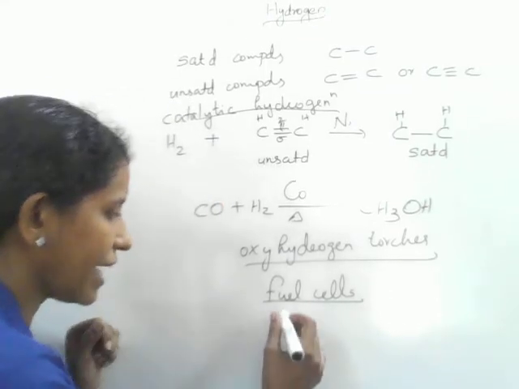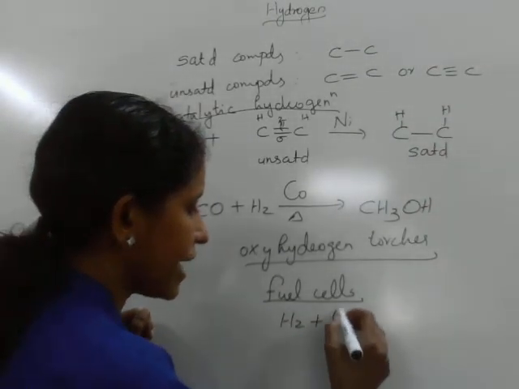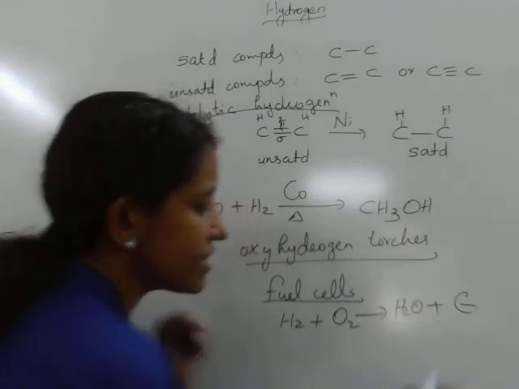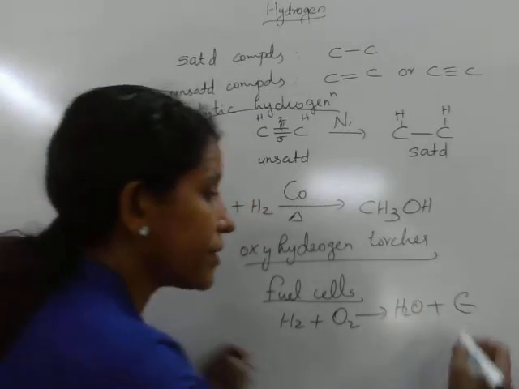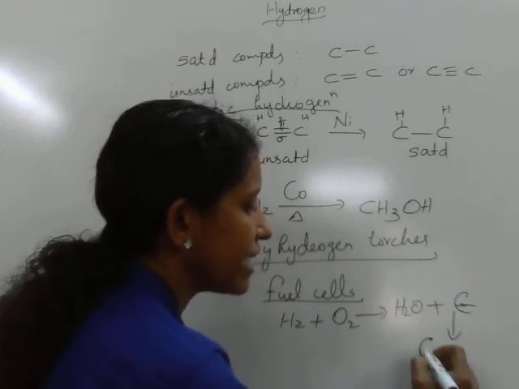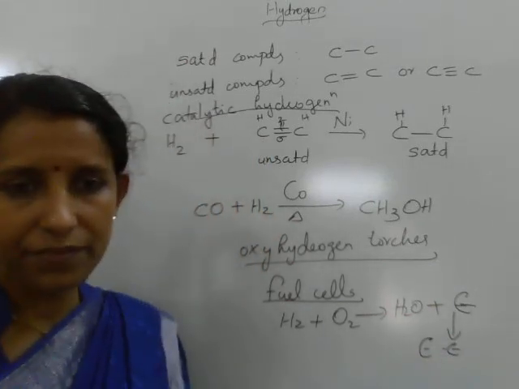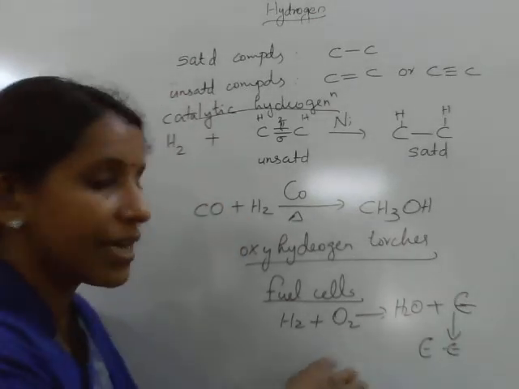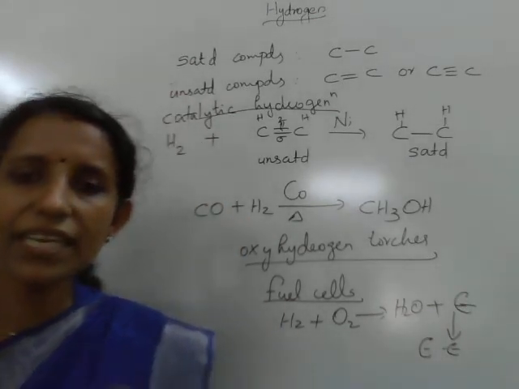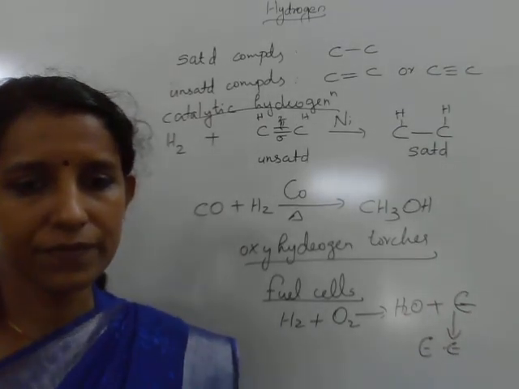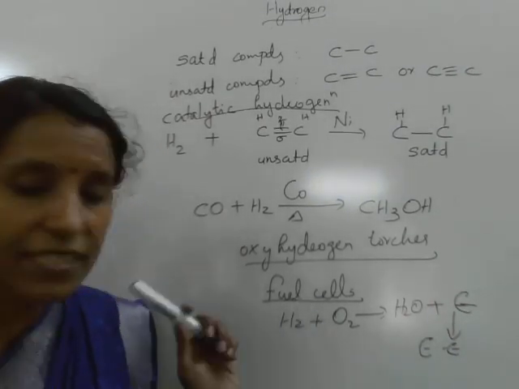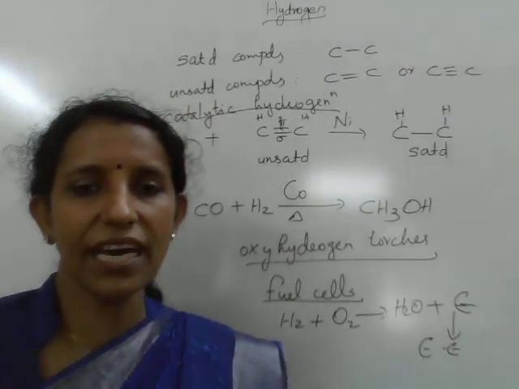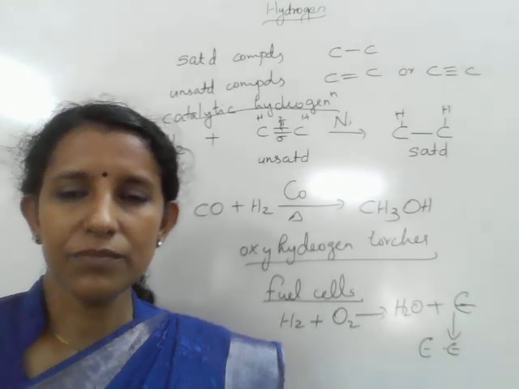That is the combustion of dihydrogen, that means the reaction of dihydrogen with oxygen to produce H2O and energy. This energy of combustion can be directly converted to electrical energy, because the only byproduct formed here is water. This is a cleaner fuel. Dihydrogen is a cleaner, less polluting fuel. Moreover, fuel cells are more efficient than our traditional petroleum products.